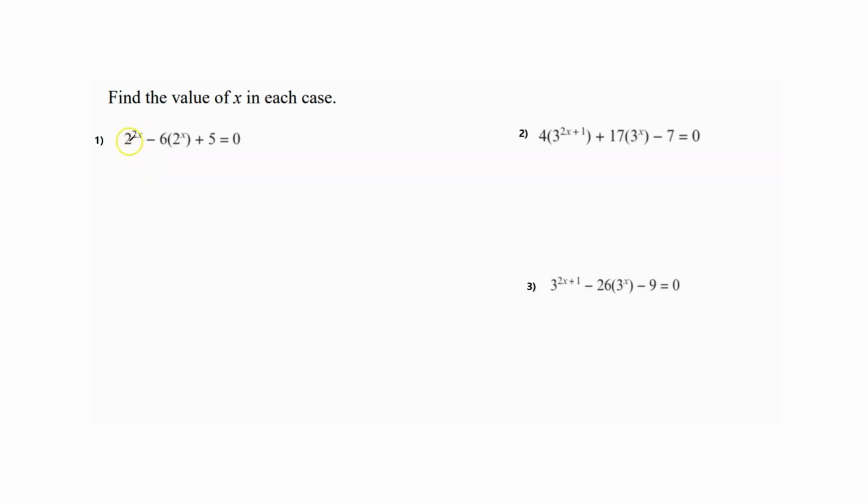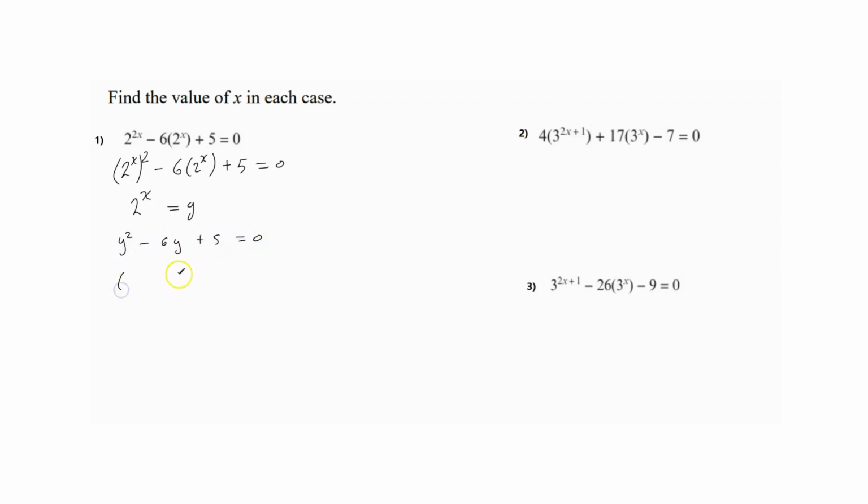This part of the equation here can be expressed as 2 to the x squared. So we can write 2 to the x squared. It's the same thing as 2 to the 2x minus 6 times 2 to the x plus 5 equals 0. We can let y equals 2 to the x. So let 2 to the x equals y. Therefore, I would have y squared minus 6y plus 5 equals 0.